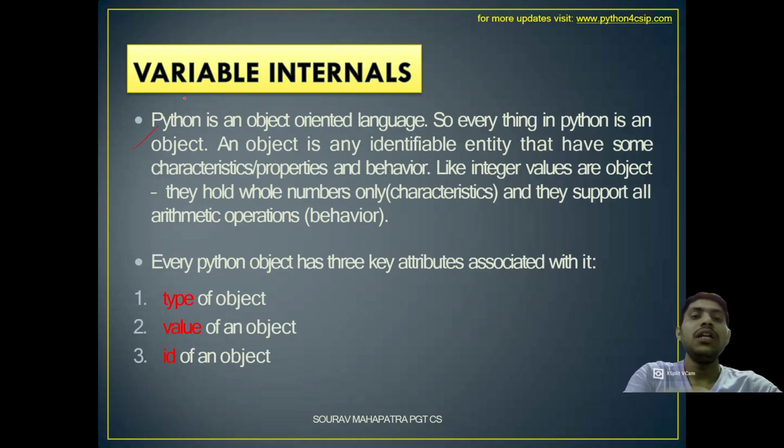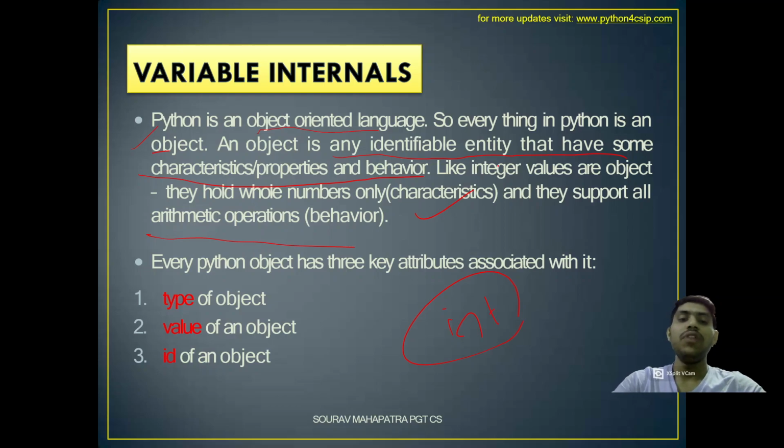Then Python is an object-oriented language. So everything in Python is an object. An object is any identifiable entity that has some characteristics, properties, and behavior. Like integer values are objects. They hold whole numbers, which is the characteristic. They support arithmetic operations, which is the behavior. Suppose they have taken integer as an object. So what is their property? They will accept whole number values. It is the characteristic of that, and they support all the arithmetic operations.